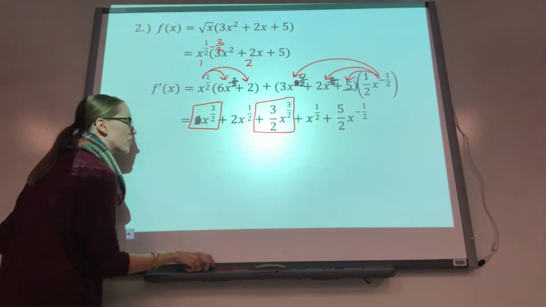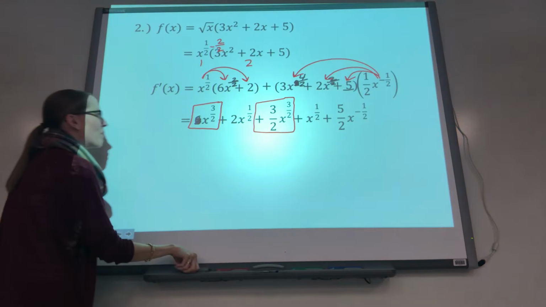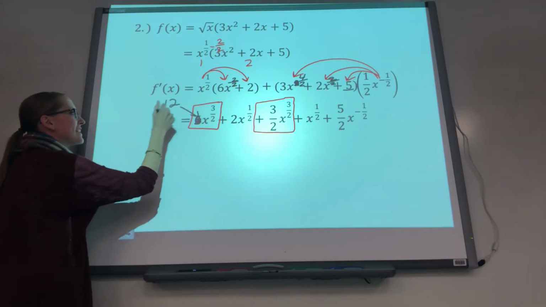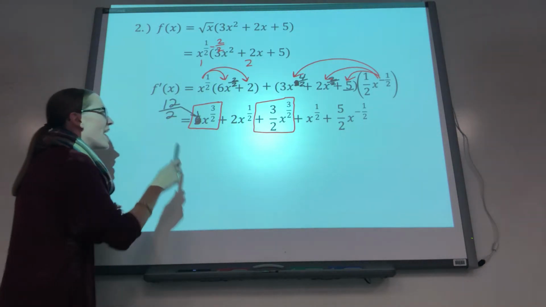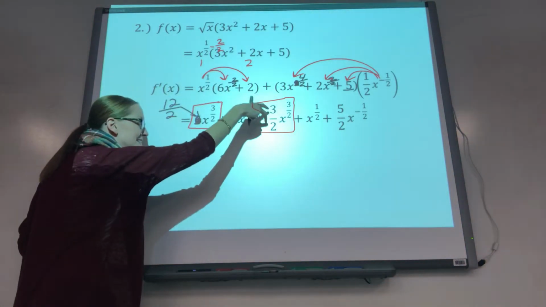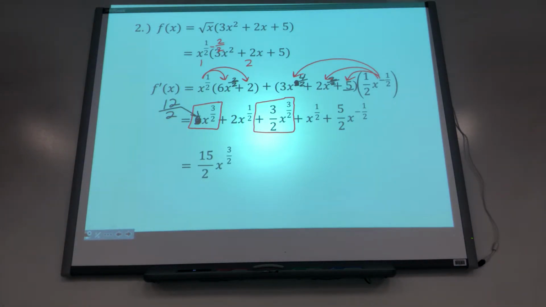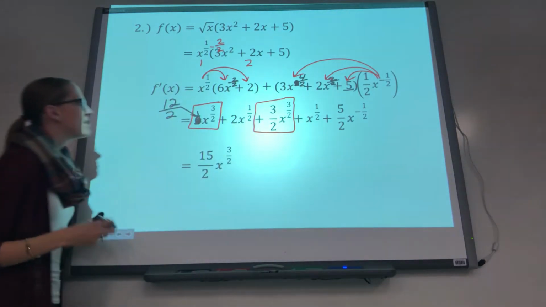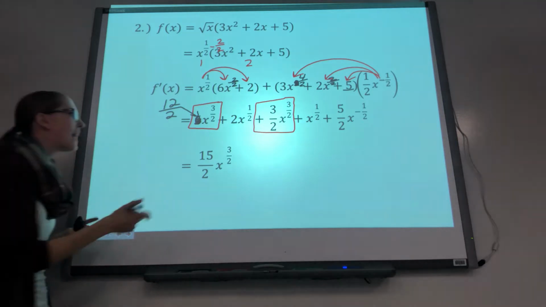Oh, this is what happened earlier, giving me fits. Okay, oh well. I'm going to just draw an arrow to that, and I'm going to change the 6 to be a 12/2. So when I take 12/2 plus 3/2, that will be 15/2. And it's still x to the 3/2 power. I'm not going to change the power there. It's just a label.